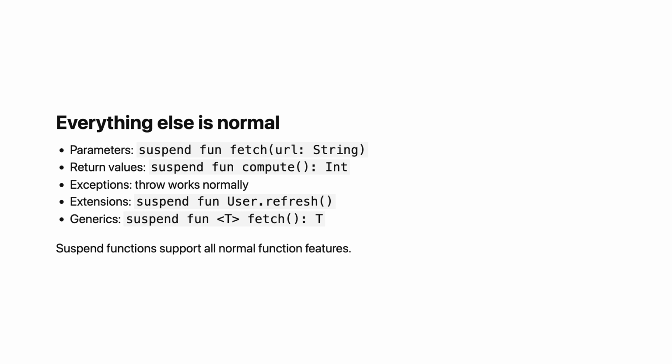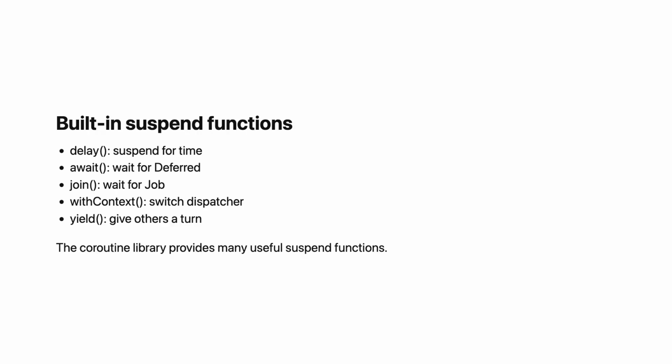Except for the modifier, suspend functions are normal. They can have parameters: suspend fun fetch(url: String). They can return values: suspend fun compute(): Int. They can throw exceptions, like throwing an IOException inside the suspend function. They can be extension functions: suspend fun Item.refresh(). They can have generic types: suspend fun fetchOf<T>. Everything you know about functions applies. The suspend modifier just adds the ability to pause.